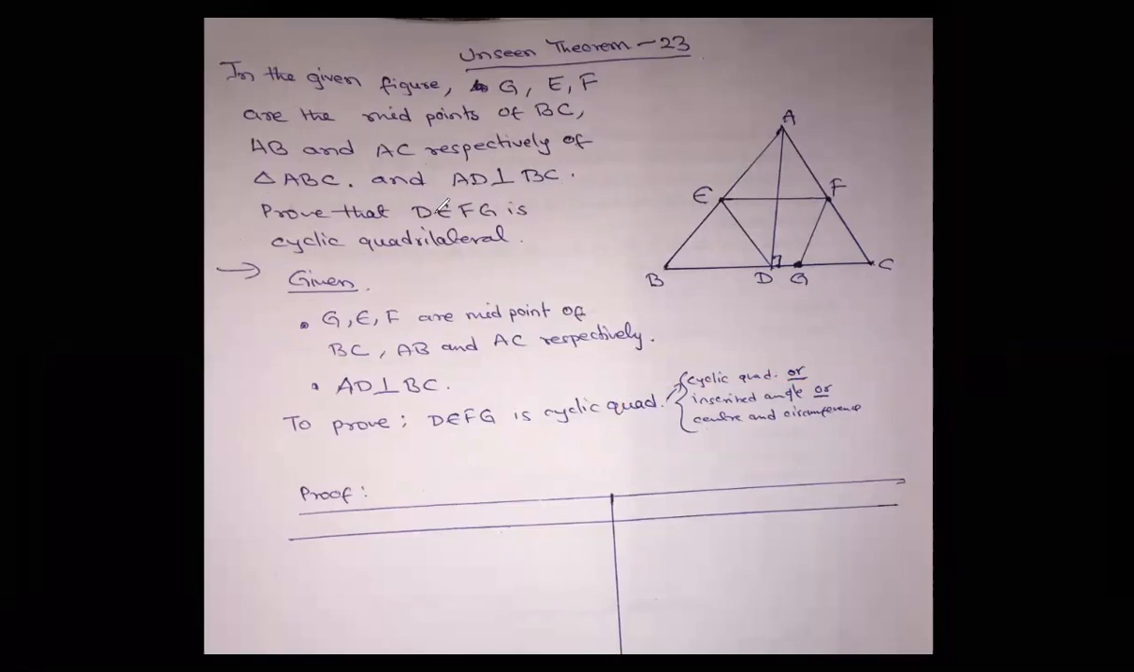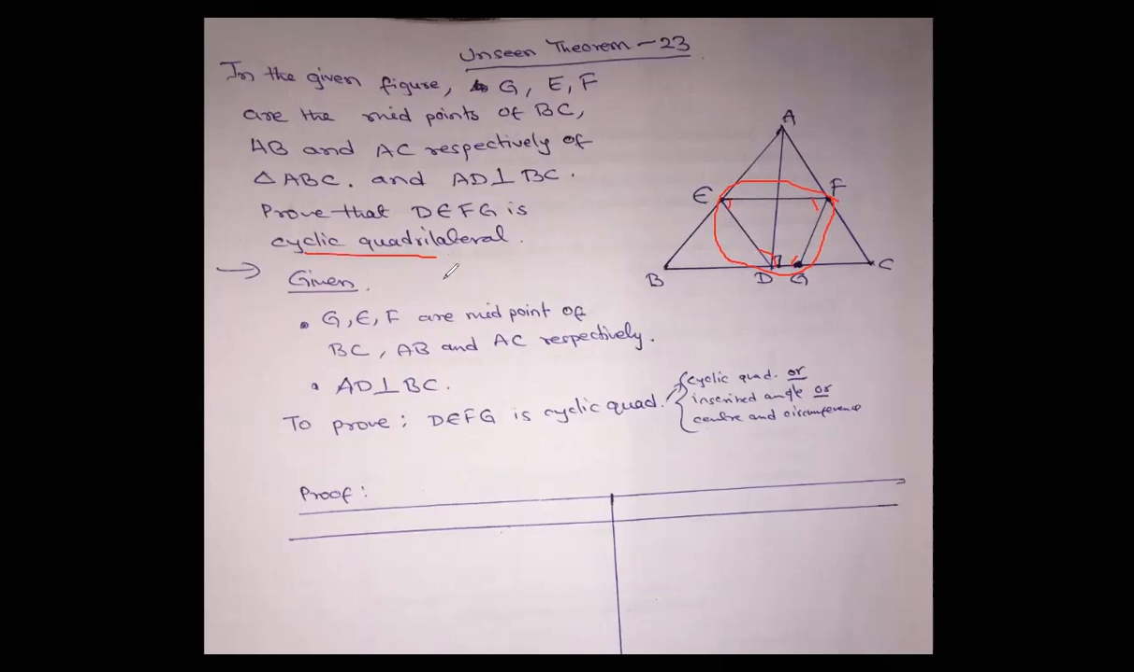So prove that D, E, F, G, this quadrilateral, is a cyclic quadrilateral. We need to prove that it is actually a part of a circle. That's why it is written here: prove that they are cyclic quadrilateral.